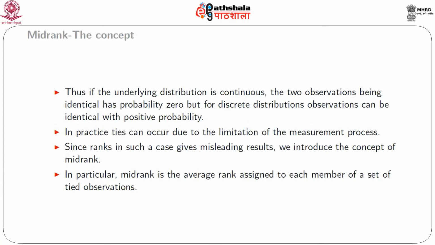So, we introduce in this case the concept of mid-ranks. If the underlying distribution is continuous, the probability of two observations being identical is 0, but for a discrete distribution, observations can be identical with positive probability. In practice, ties can occur due to the limitation of the measurement process. Since ranks in such a case give misleading results, we introduce the concept of mid-rank. In particular, mid-rank is the average rank assigned to each member of a set of tied observations.